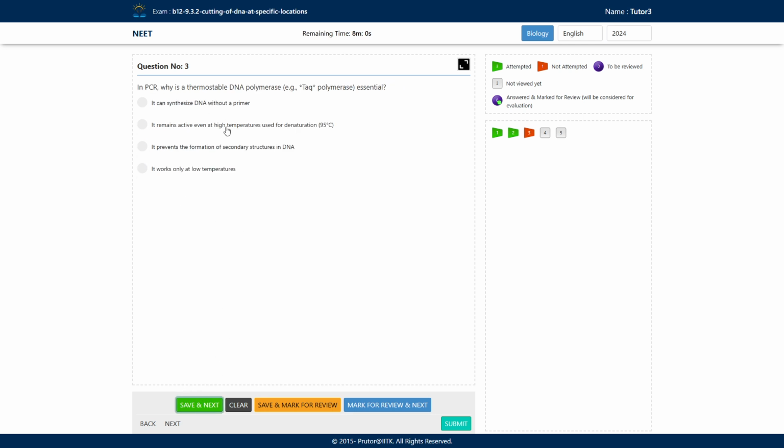In PCR, why is thermostable DNA polymerase, that is Taq polymerase, essential? First option says it can synthesize DNA without a primer. No. It remains active even at the high temperature used for denaturation. Yeah, it's true. It prevents the formation of secondary structure in DNA. No. It works only at low temperature. No.